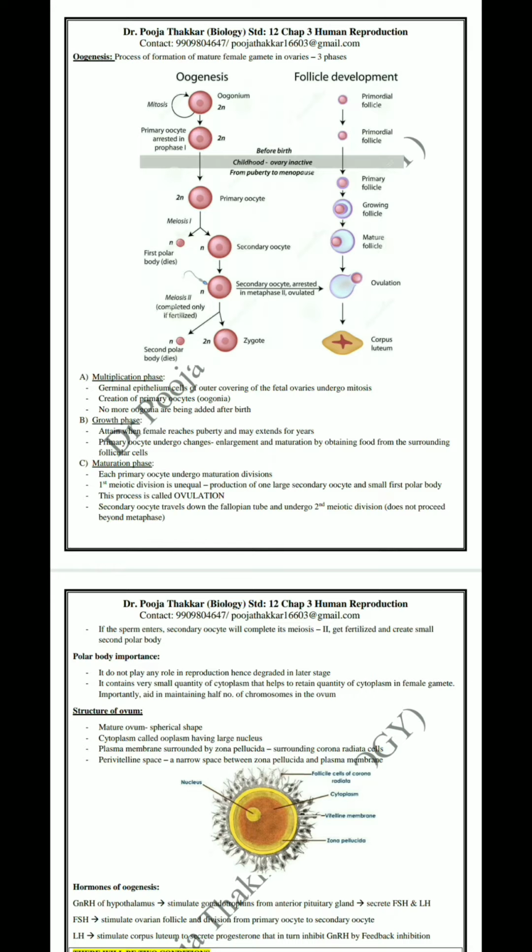Now we can understand the growth phase, in which the ovary attains maturity. The growth phase proceeds when the female reaches puberty, and it can extend for many years. The primary oocyte will then undergo cyclic changes. They undergo enlargement and maturation by obtaining food from the surrounding growing follicles. The follicular cells provide nourishment to the developing oocyte inside.